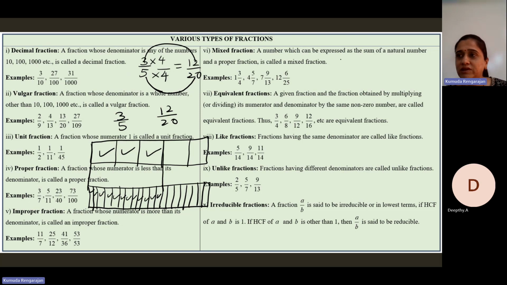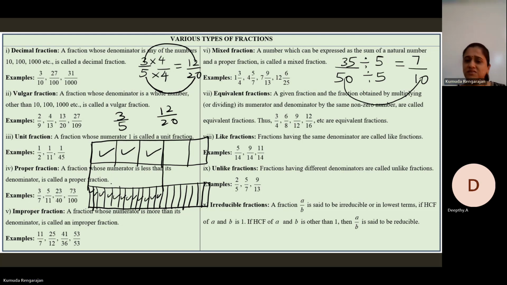Now, you can also get equivalent fractions like this. Supposing you have a fraction 35 by 50. You divide the numerator and denominator of this fraction by 5. So what's the resultant fraction? 35 by 5 is 7, 50 by 5 is 10. The new fraction is 7 by 10. Again, 35 by 50 and 7 by 10 are equivalent fractions. Same explanation: toffee in 50 equal portions, you take 35 out of it, is the same as toffee in 10 equal portions, and you take 7 out of it.